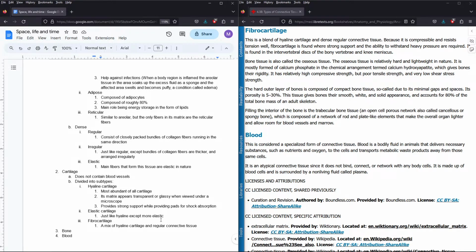Mix of hyaline cartilage with connective tissue, yes, because it is compressible and resists tension well. Is compressible and resists tension well? Compressible.